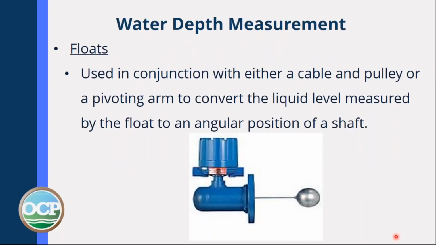I mentioned in a previous slide that we need to know the depth of water flowing into that hydraulic structure, whether it's a weir or a flume. And so there are various different ways in which we can determine the depth of water. The first one is the float. You can see the float here, and as the water level increases or decreases, it's going to send a signal and will record the depth.